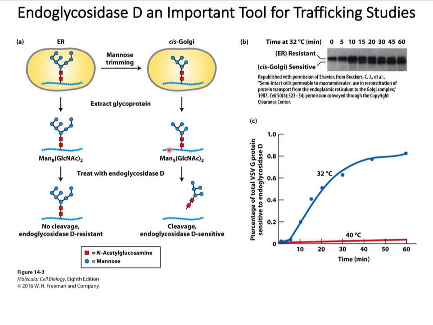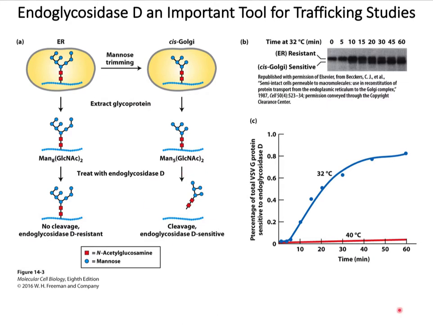On the right-hand side of figure A, as the protein is moved through the Golgi stacks, there will be a Golgi-specific trimming of the 3 mannose residues. As you can see right here, there is removal of this mannose, this mannose, and these two. So the unfolded protein will have the endo-D undigested glycans attached to the protein, which will have a higher molecular weight and is retained in the ER, whereas the one that moved through the Golgi with the modification can be digested with endo-D and will have a lower molecular weight.